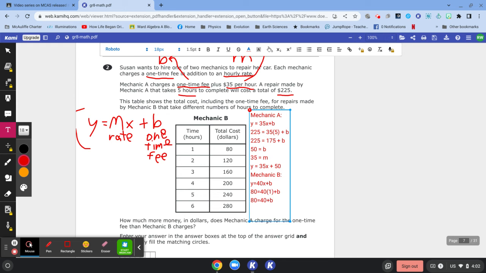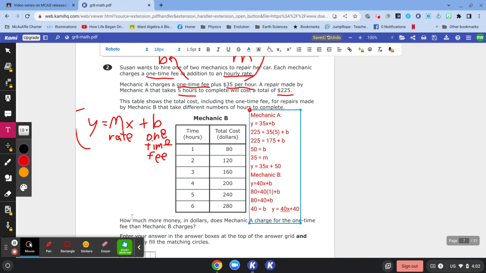And we can solve for B. B is 40 as I predicted. So mechanic B's equation is going to be Y equals 40X plus 40. And that's the equation that will define what happens for mechanic B.